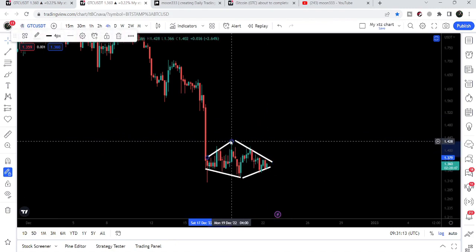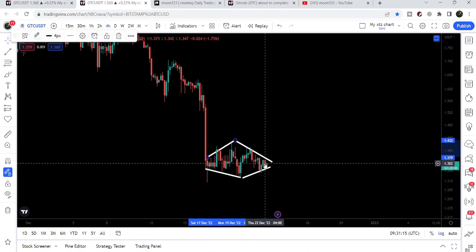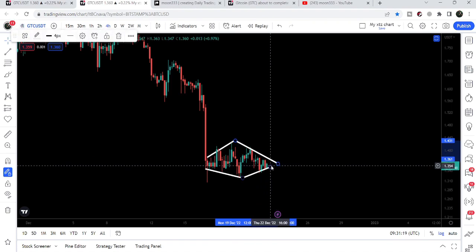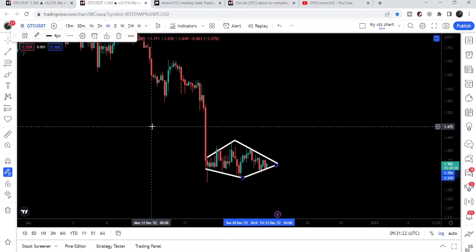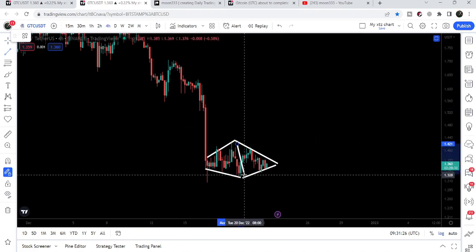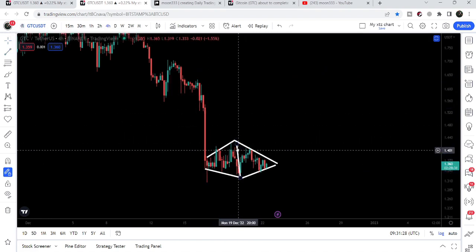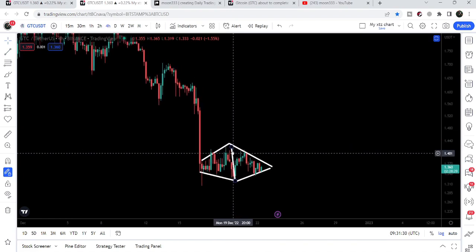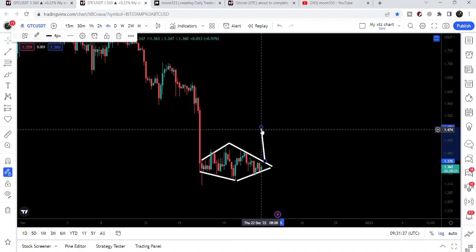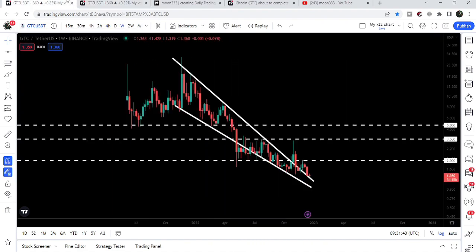And now you can see that the price line is quite squeezed now. The movement of the price is quite squeezed inside this diamond bottom at the right side. And for example, if the price line breaks out the resistance of this diamond bottom, then our target after the breakout can be here. That will be approximately at $1.48.